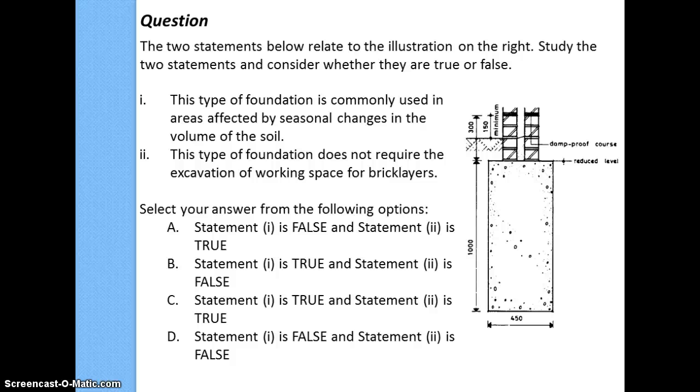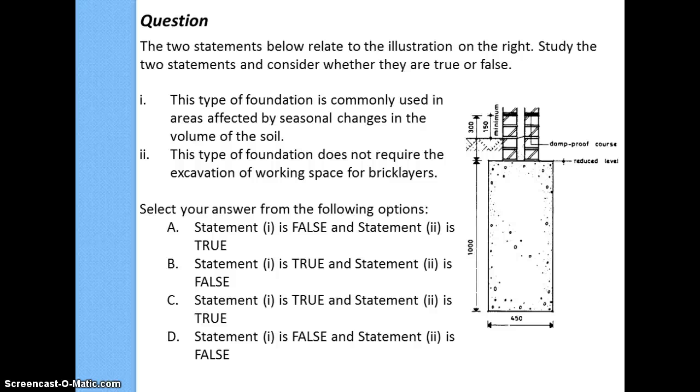Another example, in this case you're presented with 2 statements, both of which relate to an illustration. The illustration shows a deep strip or trench fill foundation, and you're asked to consider whether the statements are true or false. The first statement, this type of foundation is commonly used in areas affected by seasonal changes in the volume of soil. That is true. It's very common to use a deep strip foundation in such situations. So number 1 is true.